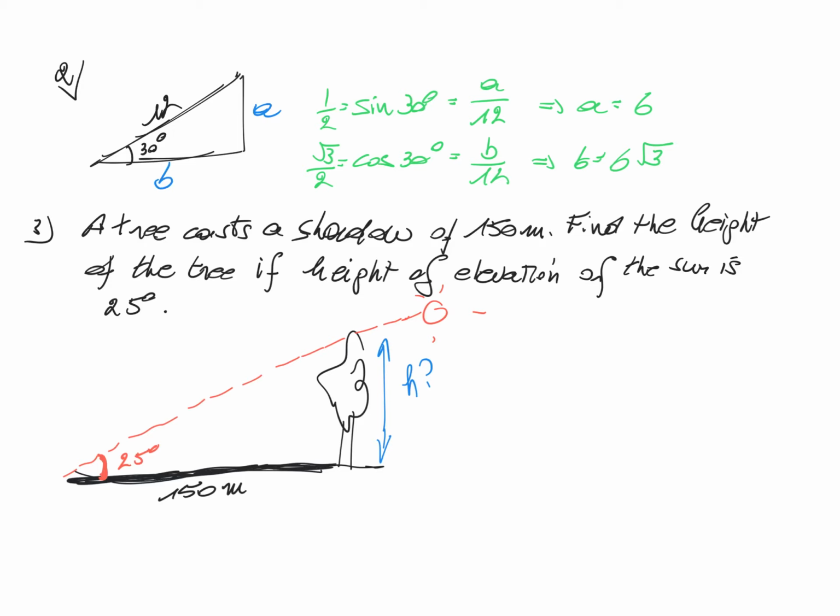So the sides that are involved here are the opposite side of the angle and the adjacent side of the angle. So we will be using a tangent. We see that the tangent of 25 degrees is the opposite, h, divided by the adjacent, 150 meters. And so the height of the tree, h, is the tangent of 25 degrees times 150 meters, which is approximately 70 meters.